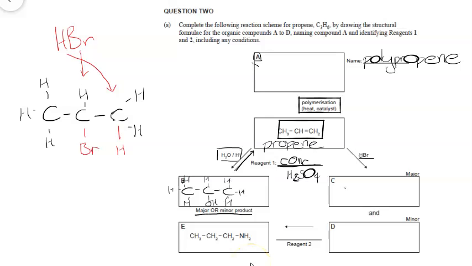So our answer there is going to be CCC, Br, H. Just quickly filling it in. And then we just do it the opposite way around. That to there, that to there, to get the minor product. So C, BrHH.